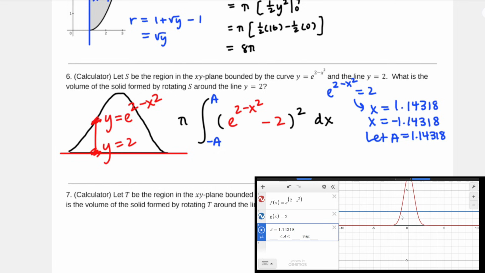I've got all the pieces. I'll go down here, call for pi times an integral from negative a to a of, radius is top minus bottom, that's f minus g squared dx, and that's going to be 91.784.